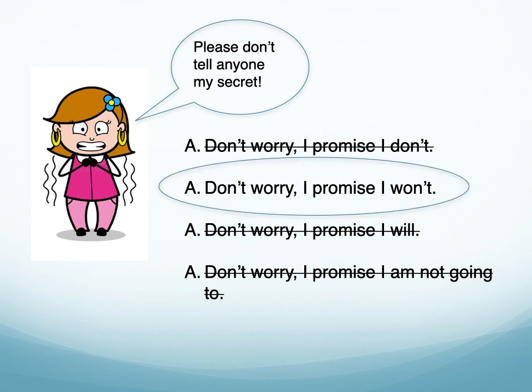So if you said B, you are correct. Don't worry, I promise I won't. So remember, when we promise things, we always want to use the future tense with will. In this case, it's negative because you're saying that you will not tell the secret. So will not can be contracted to won't, remember. So I won't would be the negative of will. And that's what we want to use for these promises is will. So don't worry, I won't.